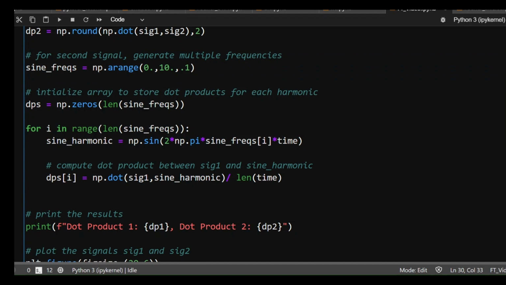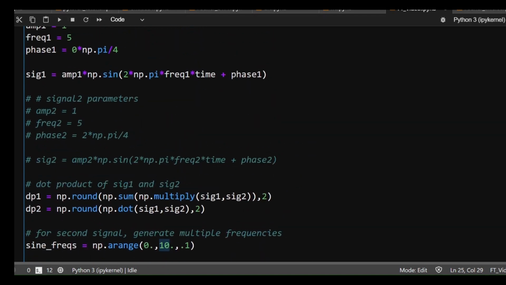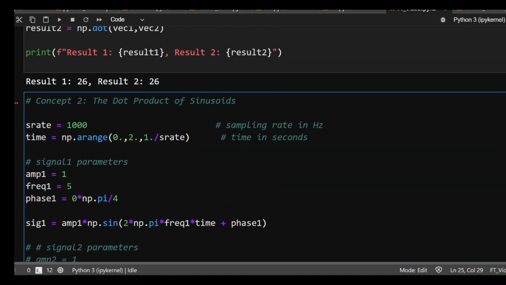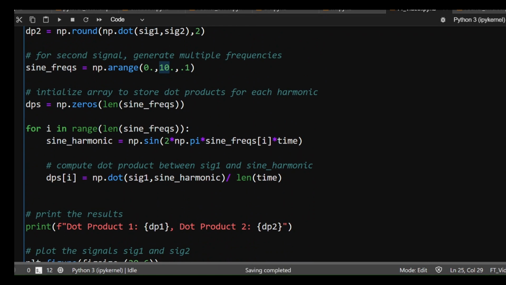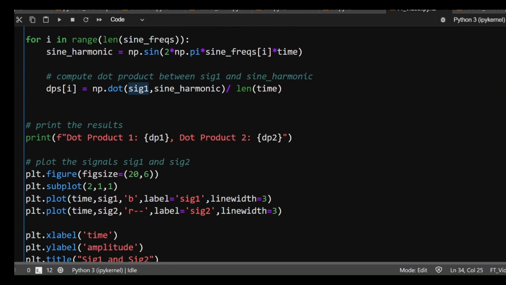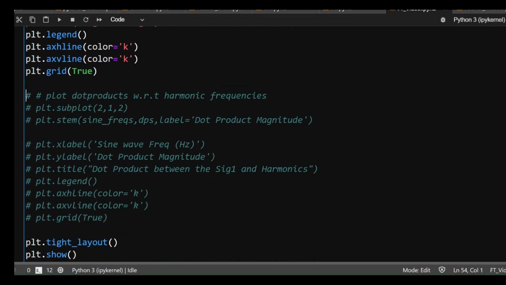I'm going to now generate a second signal whose frequency is varying from 0 hertz to 10 hertz in steps of 0.1 hertz. I'm then going to calculate the dot products between this signal and signal 1 and see what's happening there. I'm going to sweep these frequencies from 0 to 10 hertz in this loop, generate these harmonics, calculate the dot products between the harmonic signal and the original signal 1, and plot them as a stem plot.